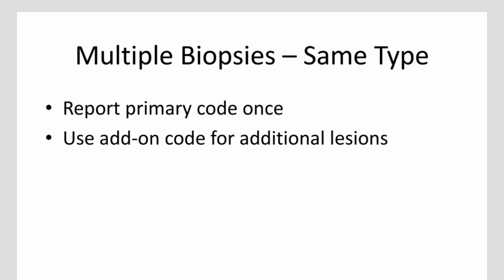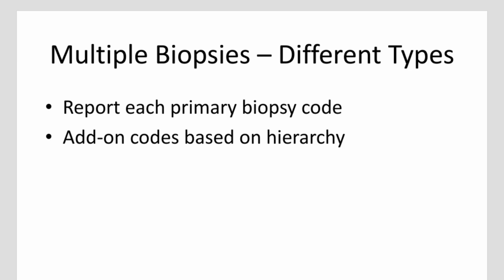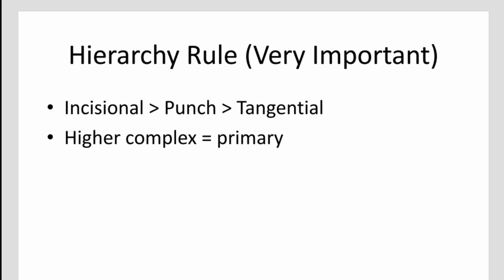When multiple biopsies are performed on the same day, we have to verify the type of biopsy, whether it is the same or different types. If the biopsies are of the same type, then we have to use the primary code for that biopsy once, and for the rest of the biopsies we have to use the add-on code. If the biopsies are of different types, we have to code the most complex procedure as primary. For the rest of the biopsies, we have to use the add-on code corresponding to that biopsy.